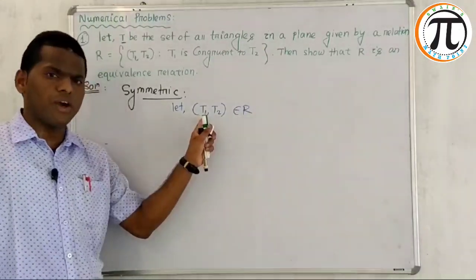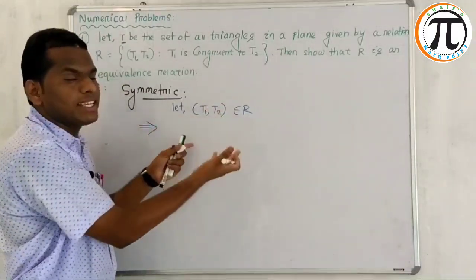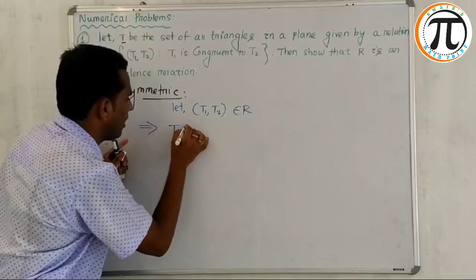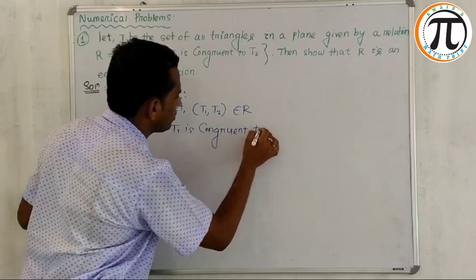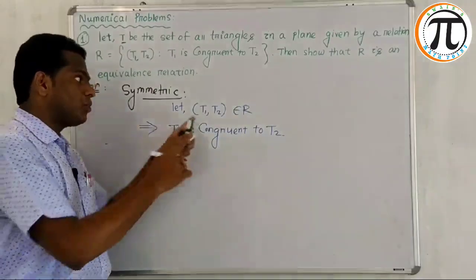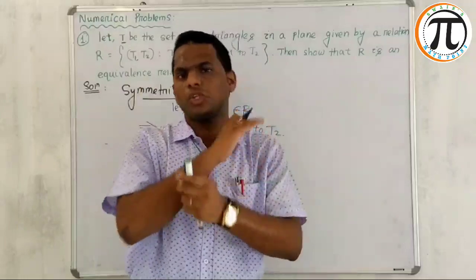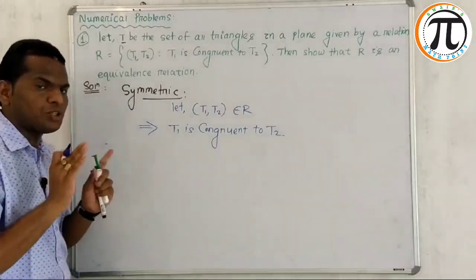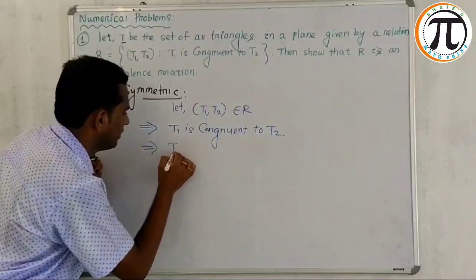Here A is T1, B is T2. So it implies that T1 is congruent to T2. In symmetric, if AB belongs to R, you have to prove that BA belongs to R. Clear? So we are taking T1, T2 belongs to R, and you have to prove that T2, T1 belongs to R, because T1 is congruent to T2. Can you write?